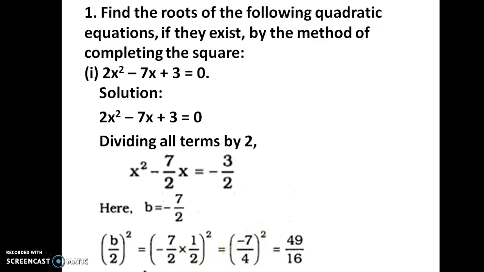Then we have to find the square of the number which is formed now. Minus 7 square is 49, that is minus 7 into minus 7; minus into minus is plus, so 7 into 7 is 49. Then 4 square, 4 into 4 is 16. So this is b by 2 the whole square, and the final answer for b by 2 the whole square is 49 by 16.